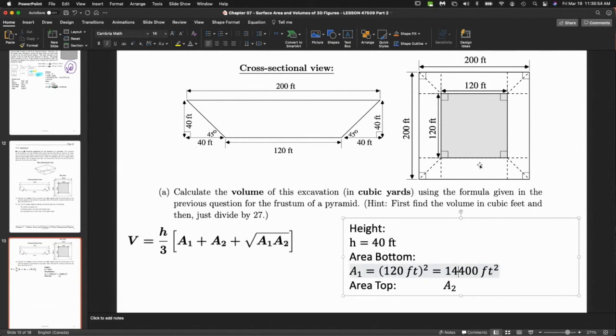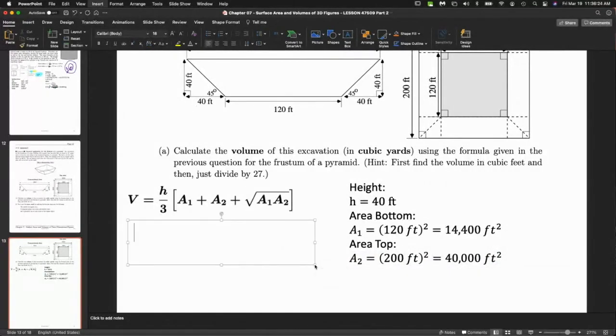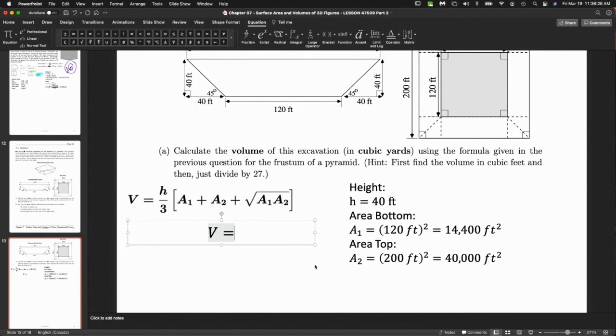And then the area of the top is 200 by 200. So these are really just mental math. There's a lot of mental math in this question, which means that you can actually put out a good estimate without too much stress. Now we're good to go. We can go to this formula now and toss in these numbers. So the volume is going to equal h over 3, so 40 over 3.